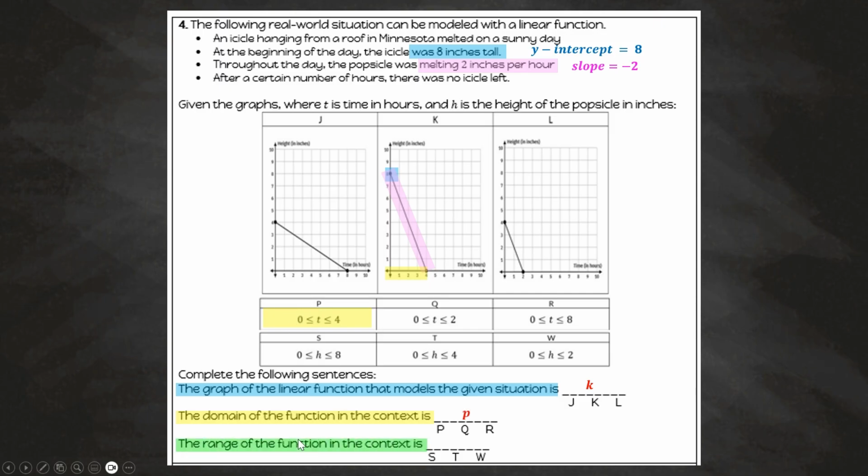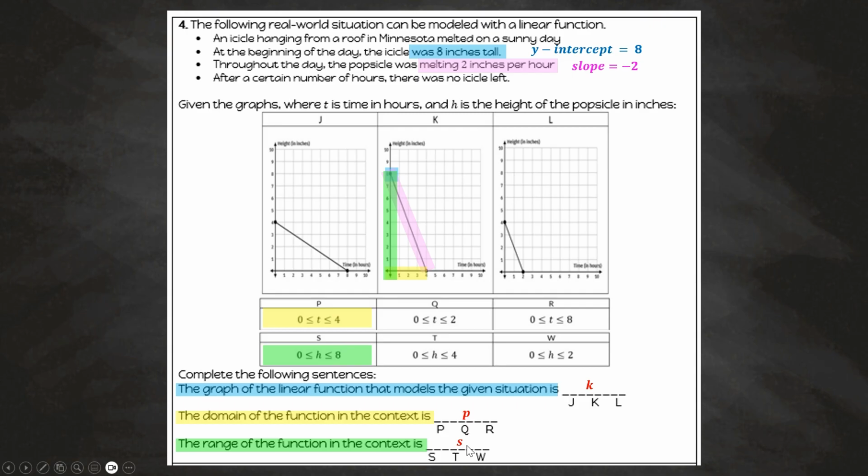Now the range of the function in the context. Range is talking about our y-axis, or in this case, our height. So what is our height? Again, we're going to talk about 8. So we're looking at this row when we're talking about range, and it goes from 0 to 8. The only one that has height, h, from 0 to 8 is option S.